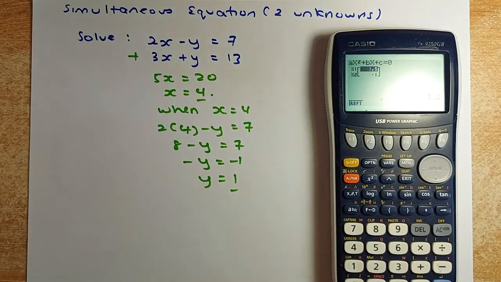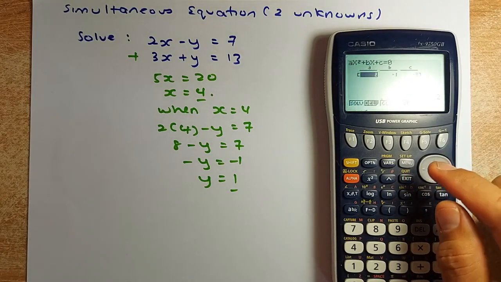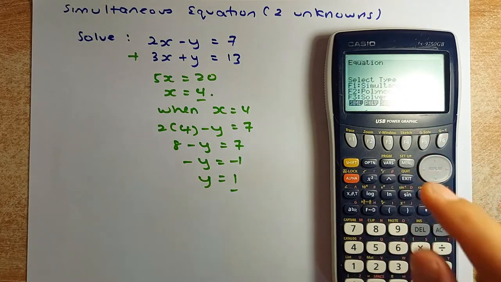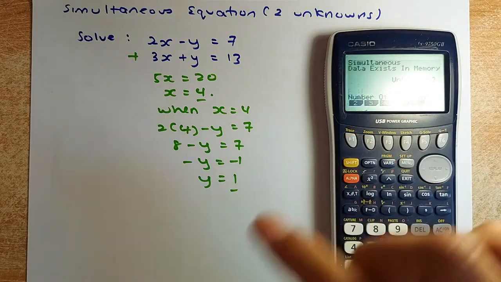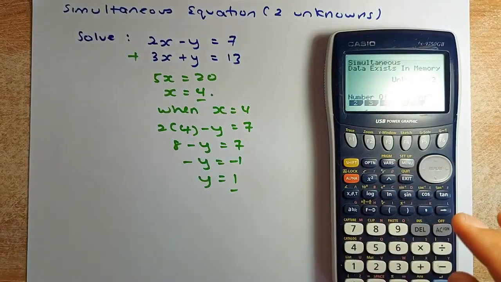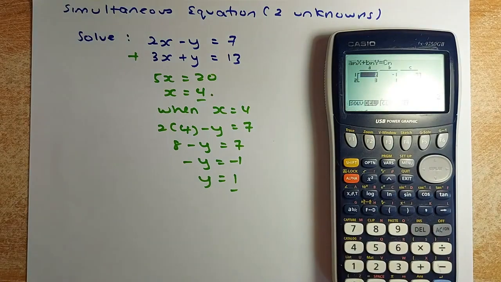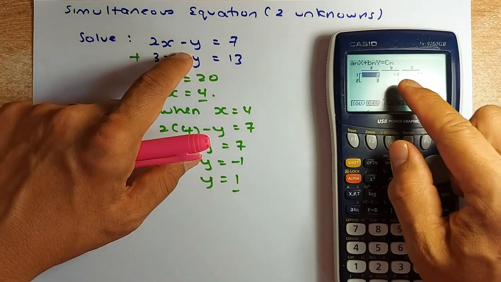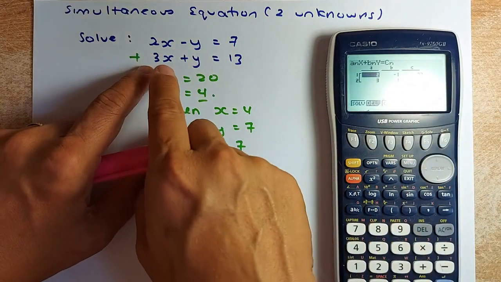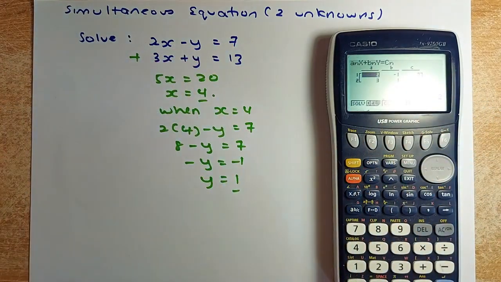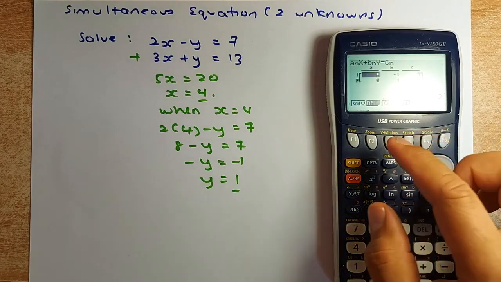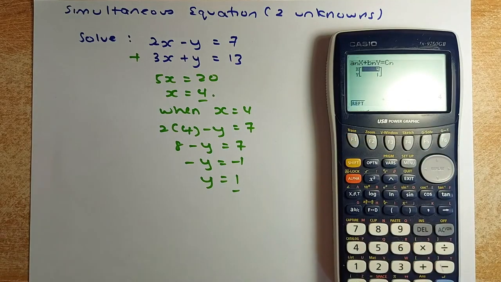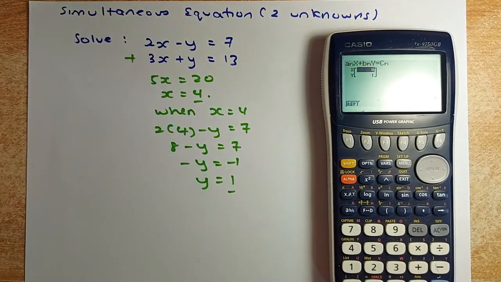So how are we going to put it down in the calculator? Instead of F2 or F3, we're going to do F1. F1 is simultaneous. And there are two unknowns, two equations, degree 2. Now we're going to put the numbers. I put them there already: 2, -1, 7. And the second row is 3, 1, and 13. Now the last step, once you've done it, just press the execute button, which is the solving button, and solve. And the answer is x equal to 4, y equal to 1.